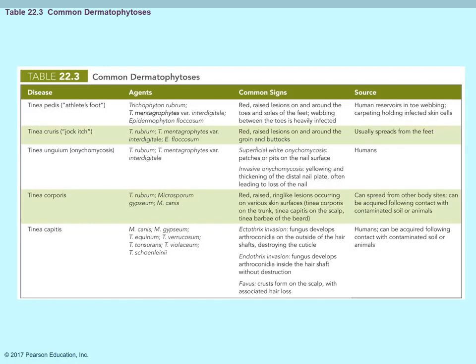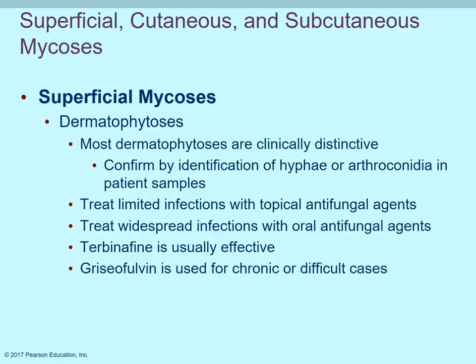And this table lists some of the more common ones: the disease, what the causative agent is, what are the signs, what is the source of it. Usually you treat the infection with a topical antifungal agent like a cream. If it is a widespread infection, then you can give an oral antibiotic.